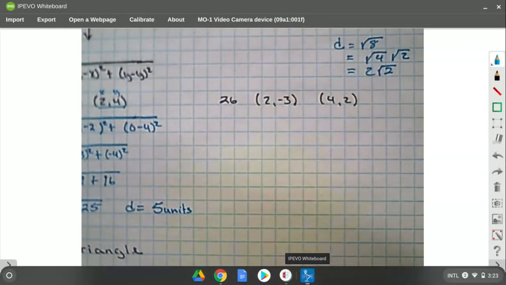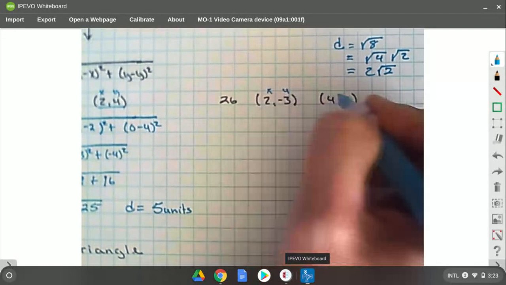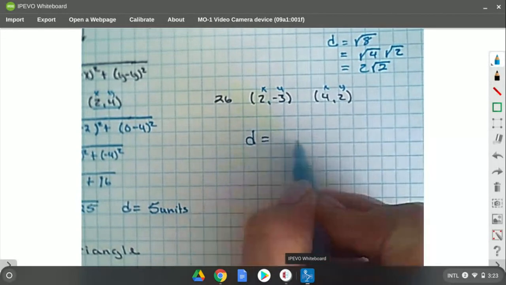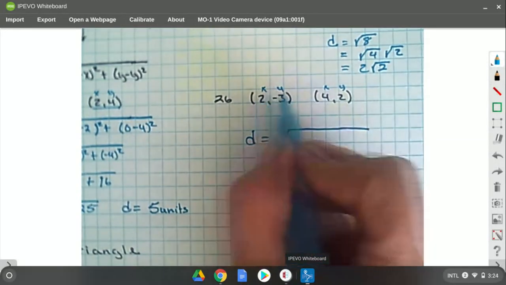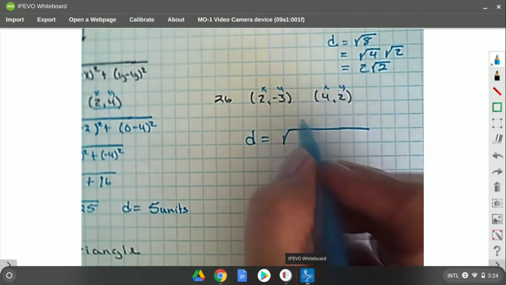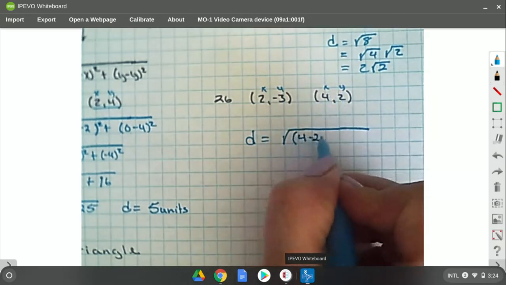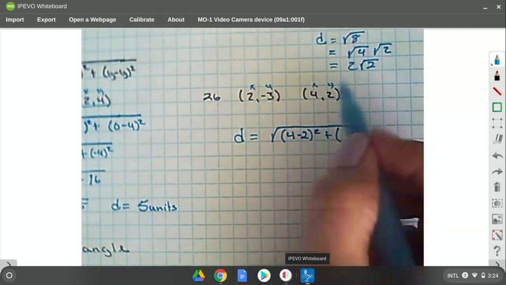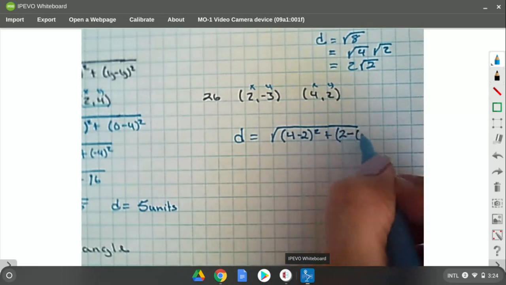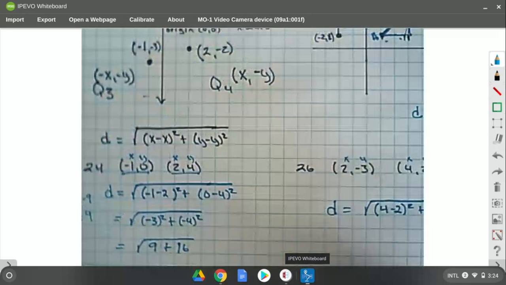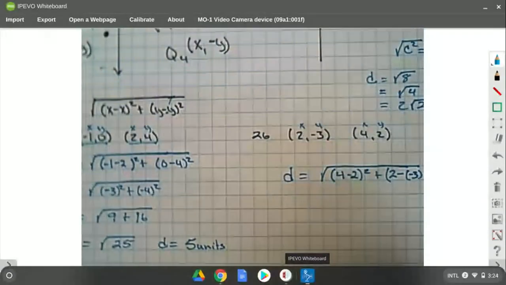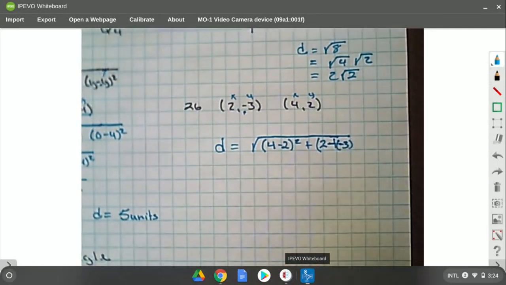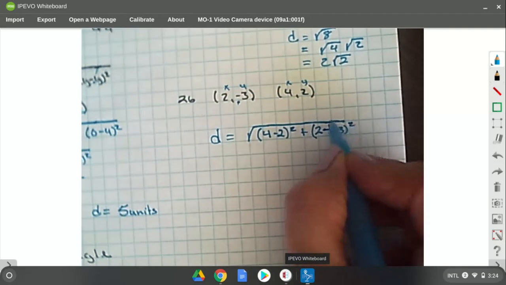So hopefully you did 25, and we're going to work 26. X, y, x, y, right? Distance. And you know what? I did 2 minus 4 the last time, so I'm going to go the other way. It doesn't matter. 4 minus 2, as long as you get the x's together and the y's together. Squared plus 2 minus, and be careful because this formula has a minus here, and this 3 has a negative. So what is going to happen there? That's going to turn into a plus, right? So be careful of that.